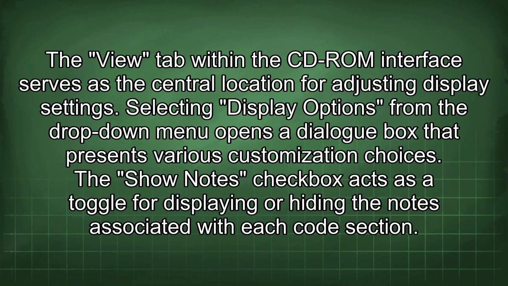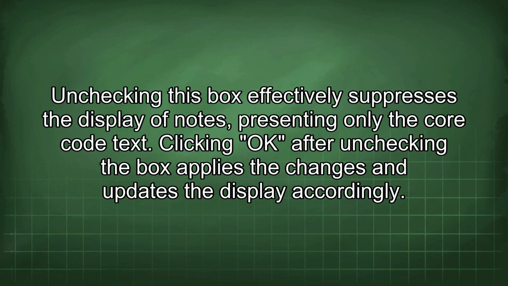The View tab within the CD-ROM interface serves as the central location for adjusting display settings. Selecting display options from the drop-down menu opens a dialog box that presents various customization choices. The Show Notes checkbox acts as a toggle for displaying or hiding the notes associated with each code section. Unchecking this box effectively suppresses the display of notes, presenting only the core code text. Clicking OK after unchecking the box applies the changes and updates the display accordingly.